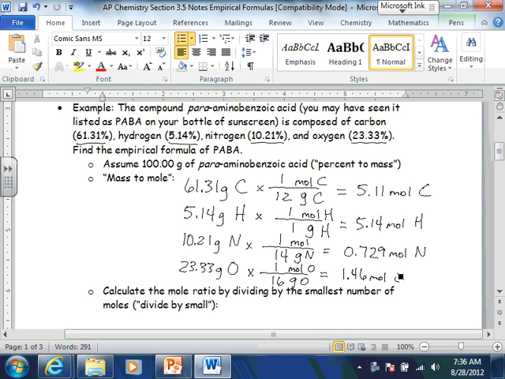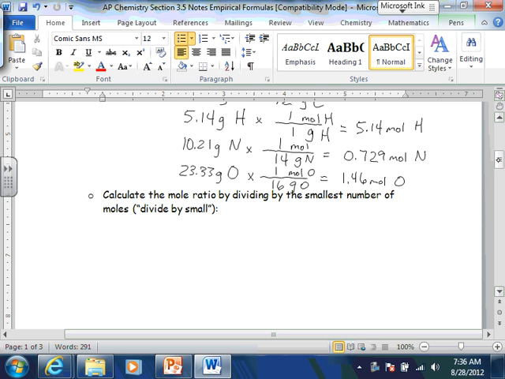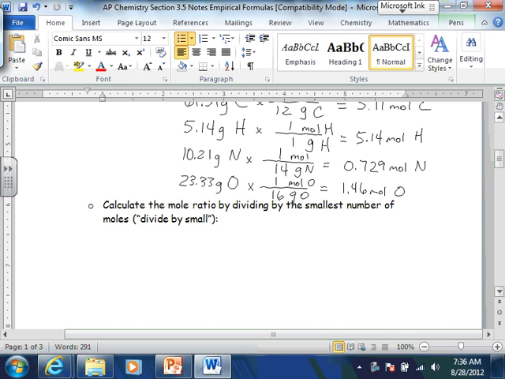You can go ahead and rewrite these numbers here. See, this one was 5.11. Okay, so we got 5.11 moles of carbon. We've got 5.14 moles of hydrogen. We've got 0.729 moles of nitrogen. And we got 1.46 moles of oxygen.